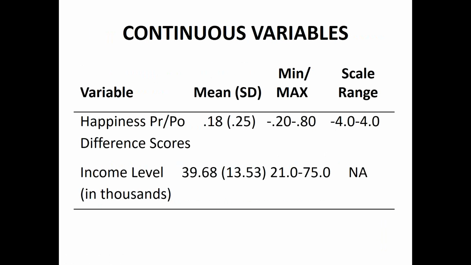So you see the output tells us the average change score, the average difference score, also called change scores, is 0.18. So the average participant had a slight increase from pre to post regarding happiness. Then we have the highest, lowest, then we report the scale range. It makes the mean more meaningful because you can see the interval from where it falls. The average income in thousands is $39,680, and so on.